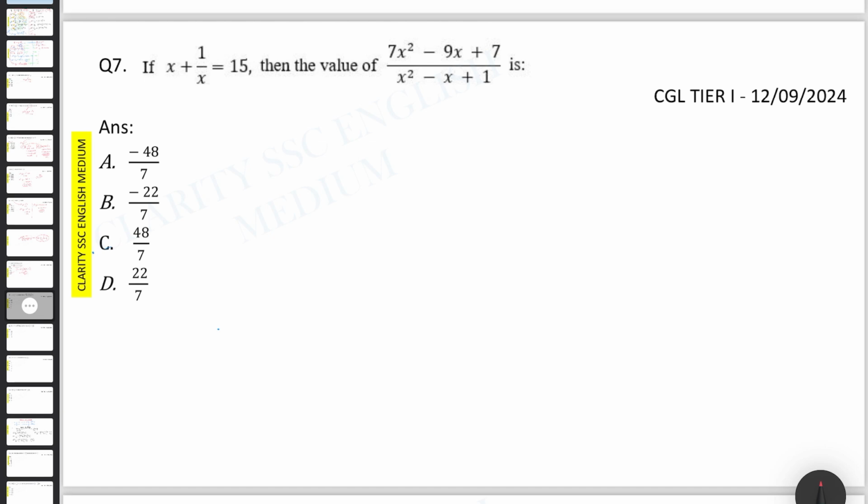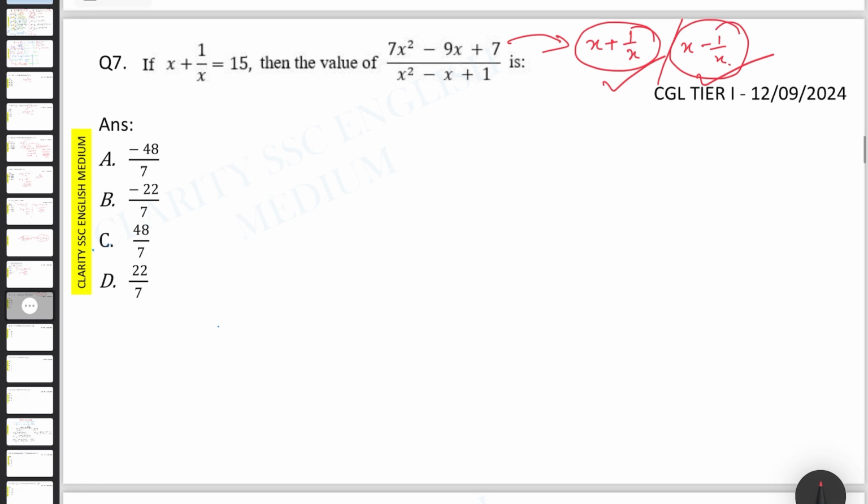Question number 7 says x plus 1 by x is equal to 15. Then find the value of 7x squared minus 9x plus 7 divided by x squared minus x plus 1. In order to understand this topic, I've already told you that you need to see it in the form of x plus 1 by x or x minus 1 by x. Once you see it in that form, the job is done.